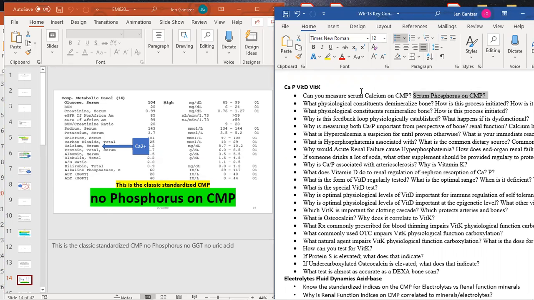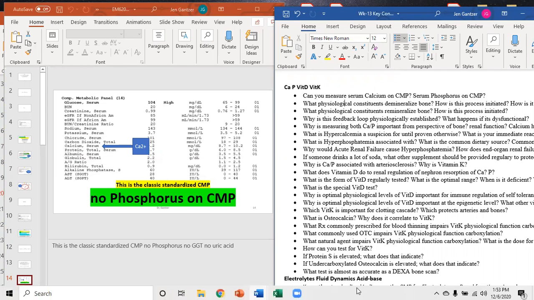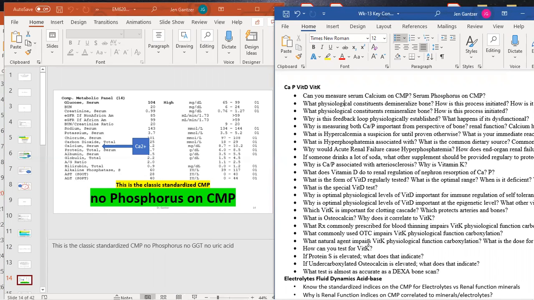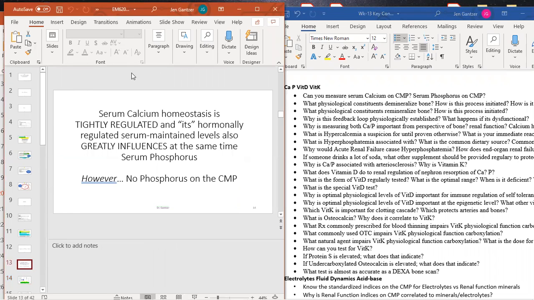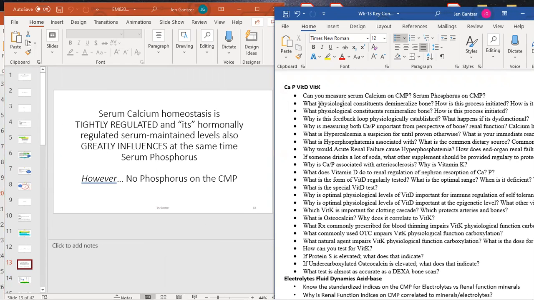Again, as I have said in the past, I think it is a criminal act to not have phosphorus, because it's vitally important when we're looking at some of the mechanisms for bone regulation. It's also important for bone demineralization and remineralization. So first and foremost, you need to recognize that the CMP does not include phosphorus. However, when the hormonal regulatory mechanisms act at the level of the nephron, both phosphorus and calcium are going to be acted on. So we'll take a look and see what that shows.